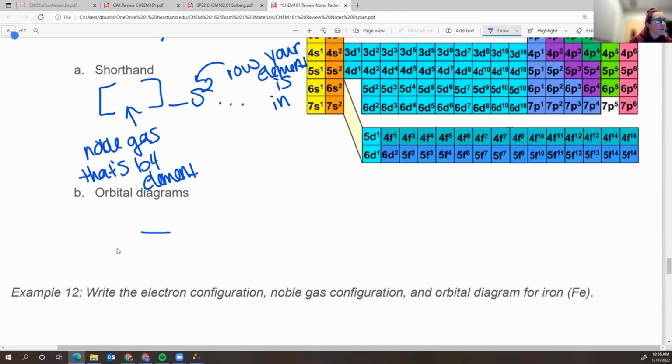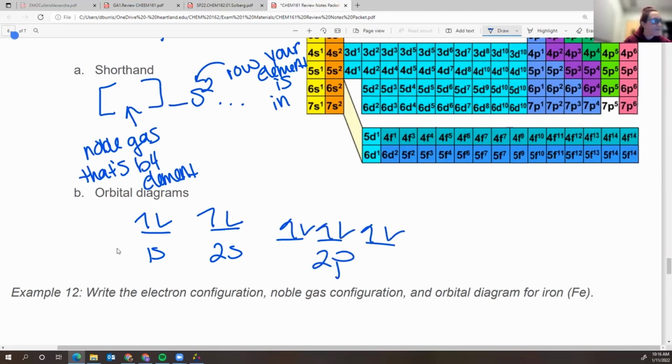And then when I say orbital diagrams, that's like 1s with the arrows, and we usually use half arrows. You can use full arrows if you want to. And then 2p, hold 6, so on and so forth.